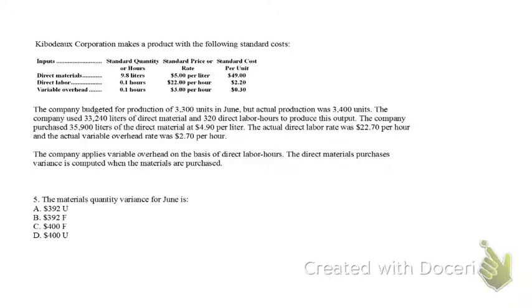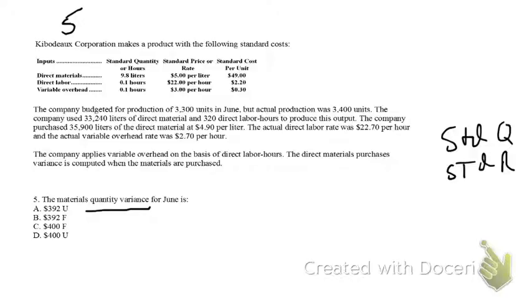My next question is question number 5. For question number 5, I'm looking for a quantity variance. So I'm going to look for my standard quantity and standard rate, and I'm also going to be looking at my actual quantity and my standard rate. I'm looking for a material quantity variance.